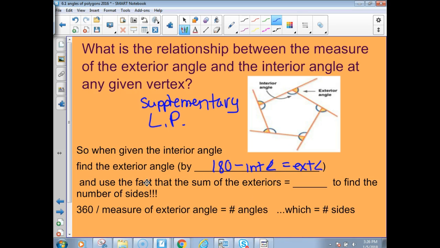You can do that backwards too, and use the fact that the sum of the exteriors is 360 to find the number of sides. So if you take 360 and you divide that by the measure of an exterior angle, then you're going to get the number of angles, which is the number of sides.